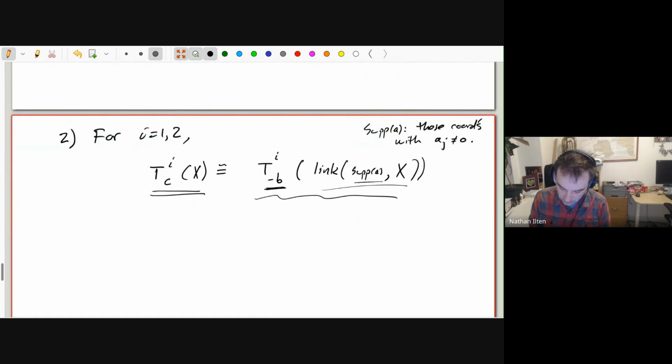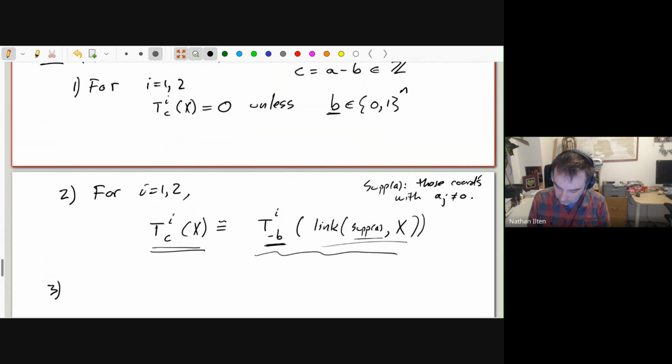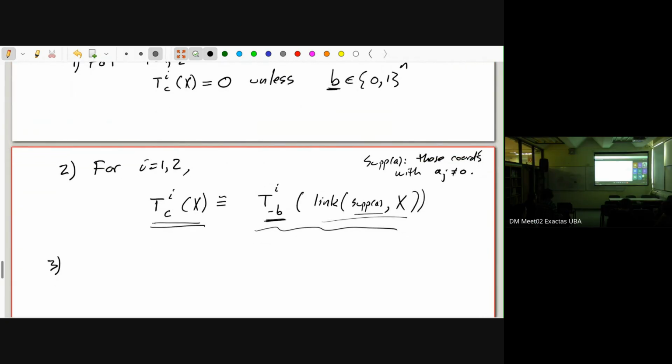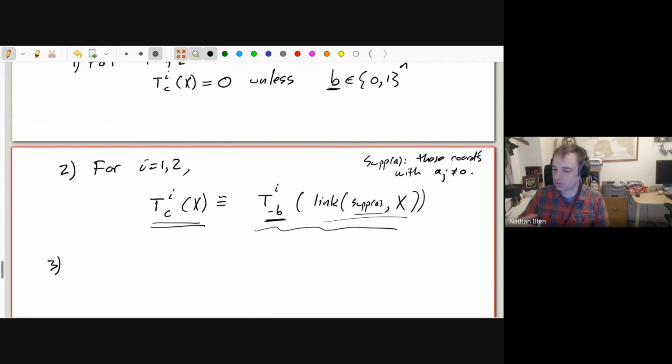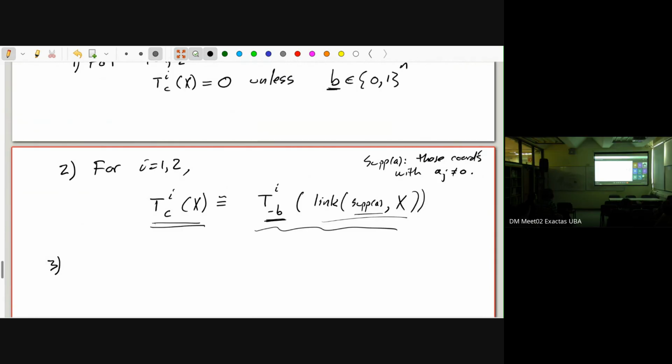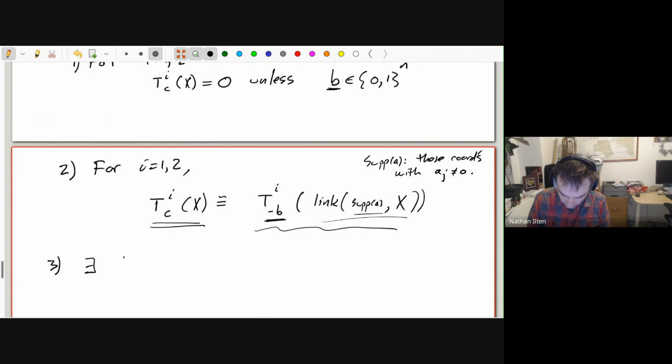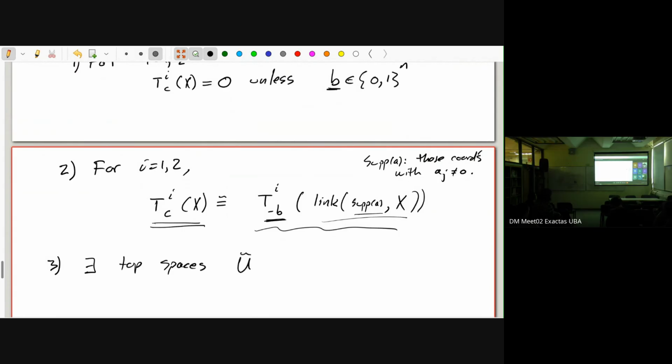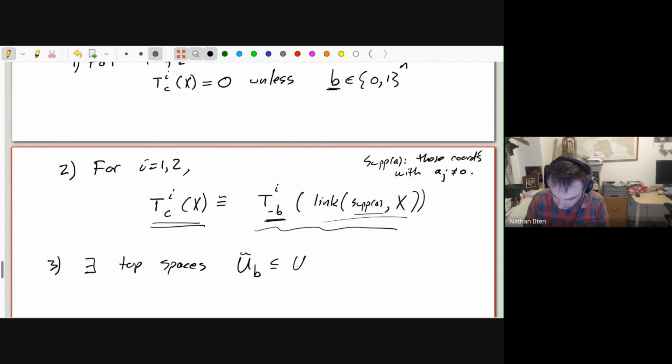Okay, so this was statement number 2. And so now somehow we know what kind of non-positive weights we need to consider. It's just entries 0 and 1. And we know that we can reduce to the case of a weight that is only non-positive. What can we say then? And so this is statement 3. There exist topological spaces U tilde of B, which is contained in U of B, which is contained in the cone over X.